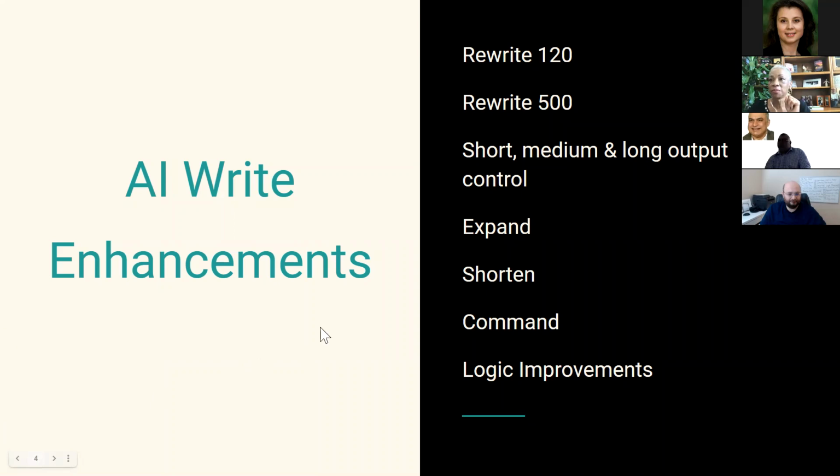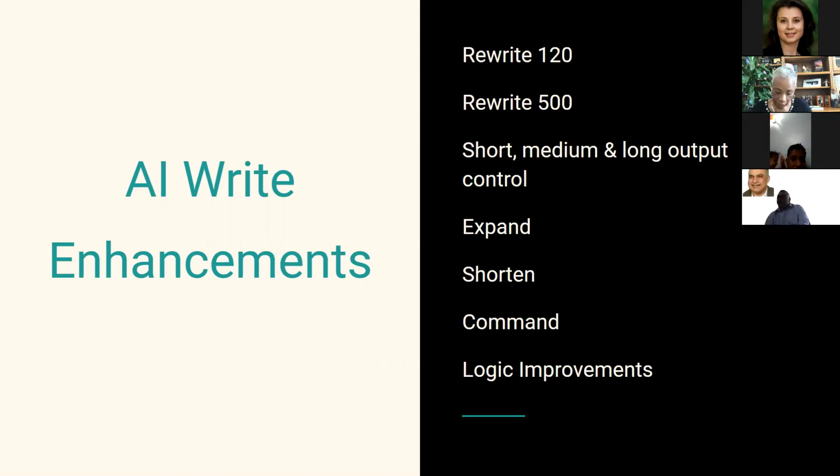Okay. All right. So there are some enhancements that we made to AI Write as well. First, we've added rewriting of 120 characters using GPT-3. Why the difference? GPT-3 has restrictions on what you can do with rewrite capabilities. So there is a 120 character rewrite capability, but we've also added another capability using NLG to allow you to rewrite bigger paragraphs as well.